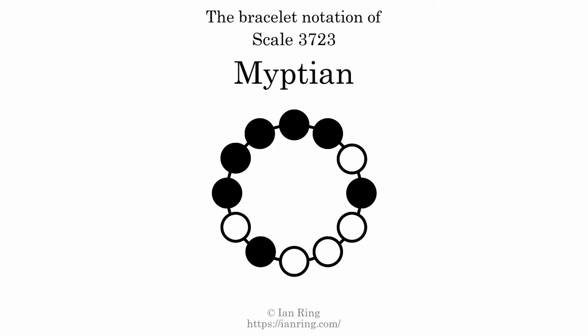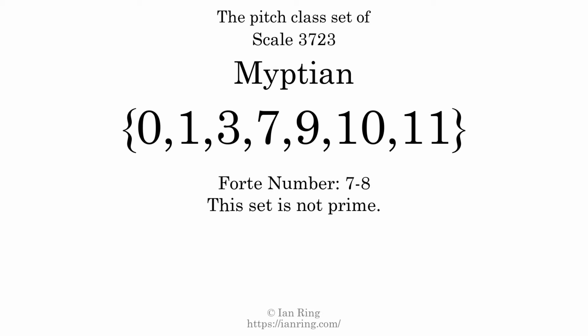This is a bracelet notation diagram of scale 3723. The shaded circles represent tones that appear in the scale, and they are read clockwise, starting at the top. The pitch class set for this scale is 0, 1, 3, 7, 9, 10, 11. The fault class is 7, 8. This set is not prime.